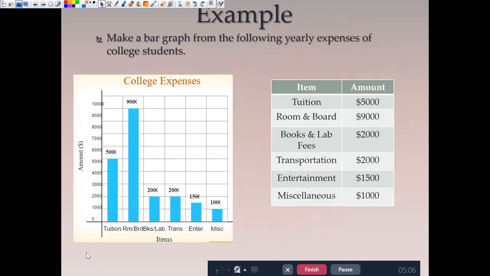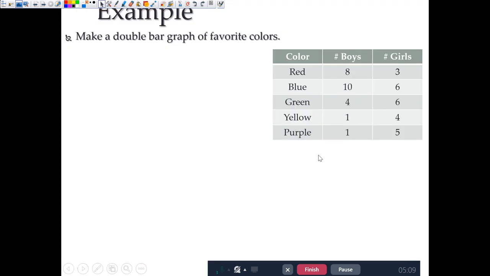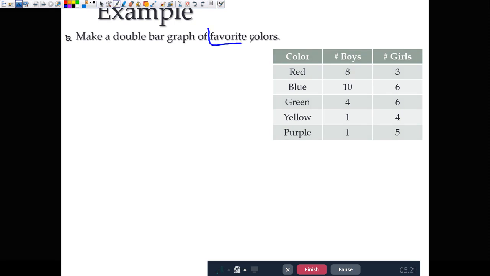Let's look at the next one. This one says make a double bar graph of favorite colors. So what should we label this? What should the title be? Favorite colors. It literally tells us that, okay? Then our x-axis is colors, and our y-axis is going to be number of people, because boys and girls are people. Those are just subcategories. Girls and boys are the subcategories, okay?